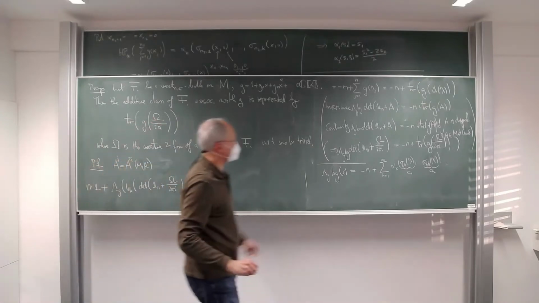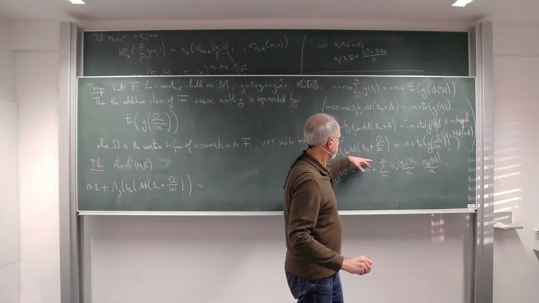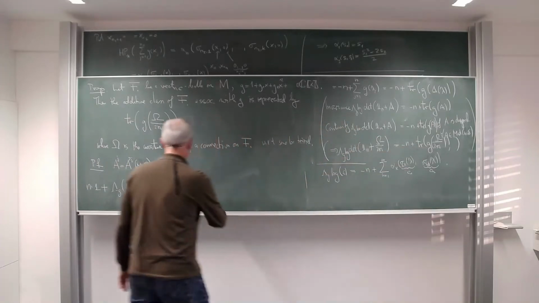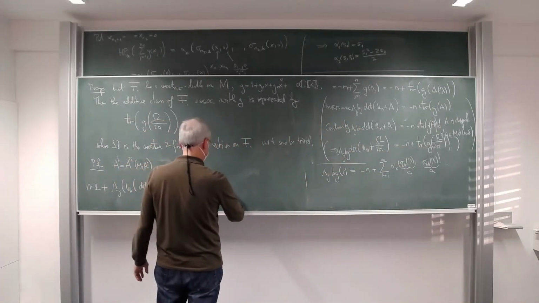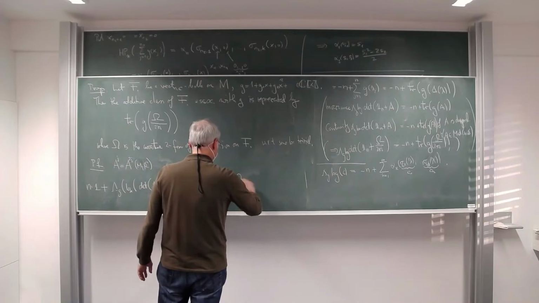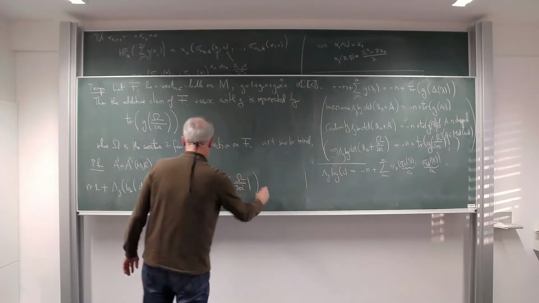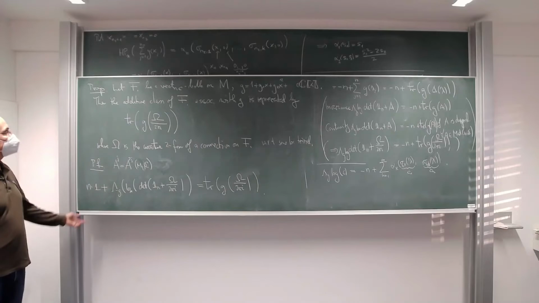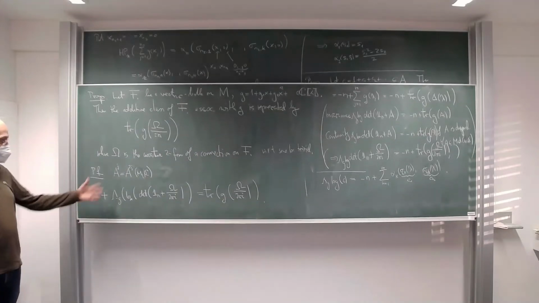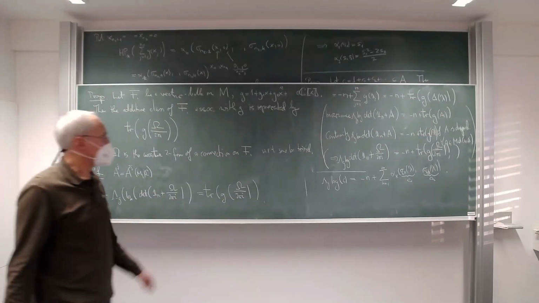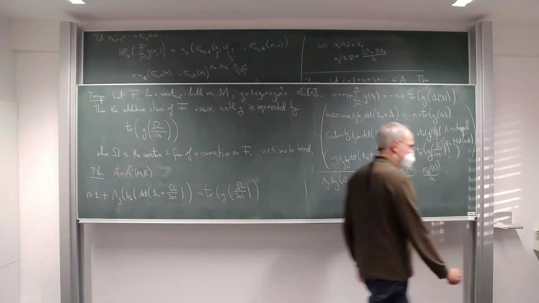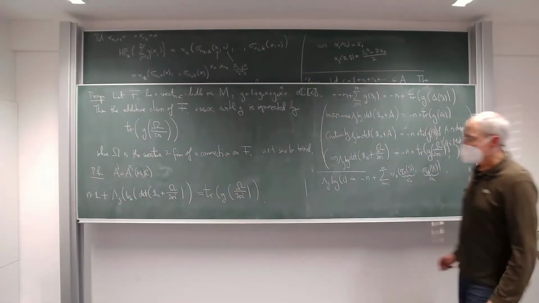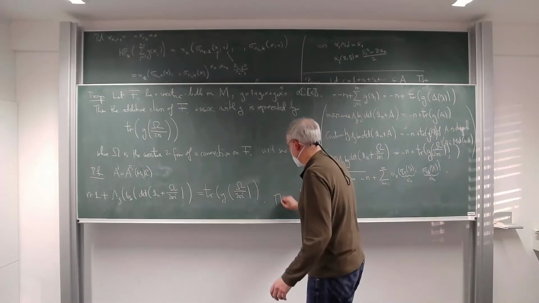Then this computation that I had done here already shows that this gives me the trace of g of omega over 2 pi i, which is the claim here. And then you pass to the corresponding homology class, and then you have the additive class. All right, so that's the proof.